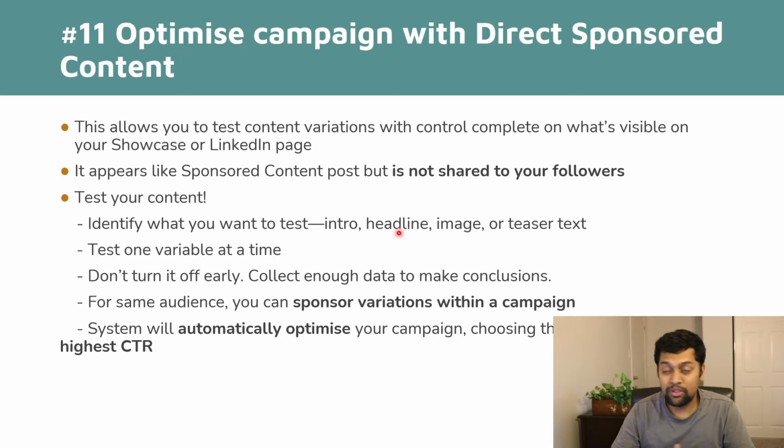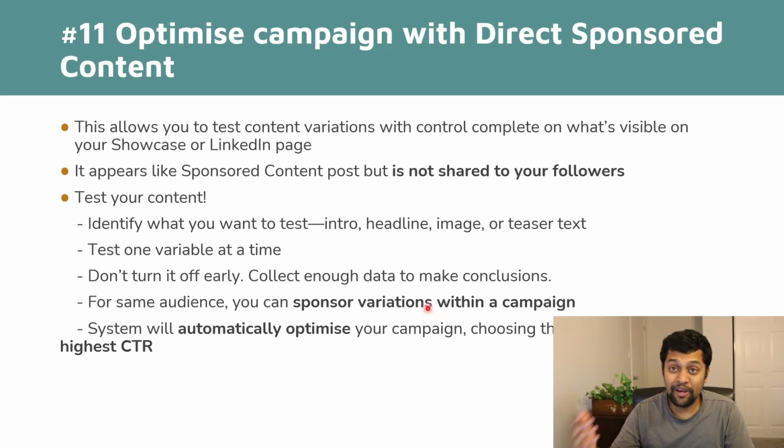And don't turn off your campaign or testing process too early. You've got to collect enough data in order to make conclusive evidence, or to make data-oriented decisions. And for the same audience, you can use sponsored variations within the campaign, and this will allow the system to automatically optimize your campaign, choosing the winning version with the higher click-through rate.